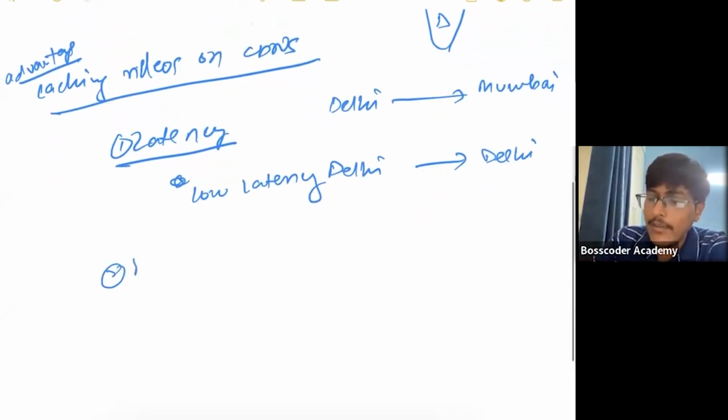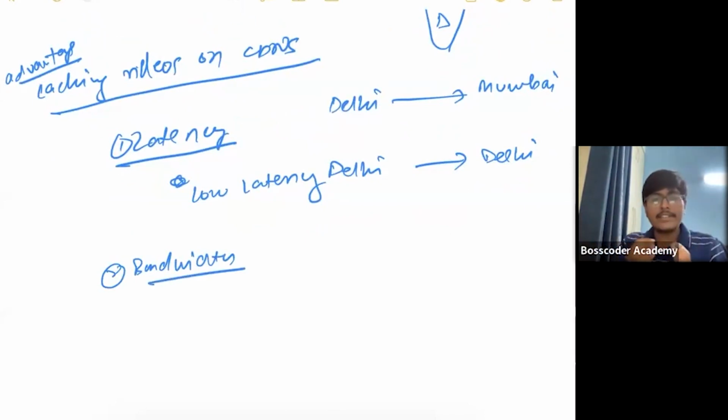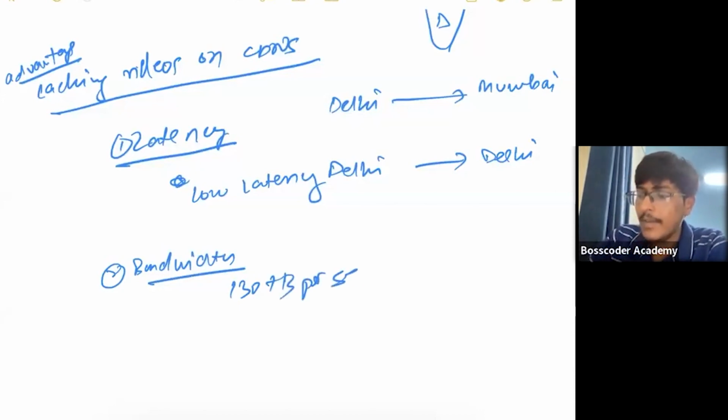The second part is bandwidth. Earlier one data center was handling 130 terabyte per second. Let me just do a quick Google search of how many edge servers Akamai has. Akamai has this many servers distributed all across the world.